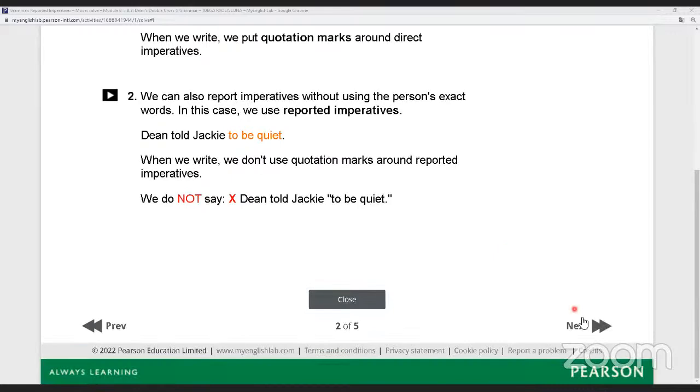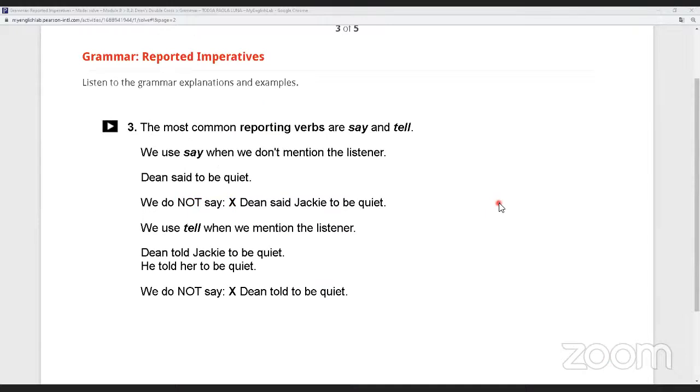Okay, thank you. So let's continue. If you have any question, just let me know, right? So let's continue with the third point. The most common reporting verbs are say and tell. We use say when we don't mention a listener. Dean said to be quiet. We use tell when we mention the listener. Dean told Jackie to be quiet. He told her to be quiet.